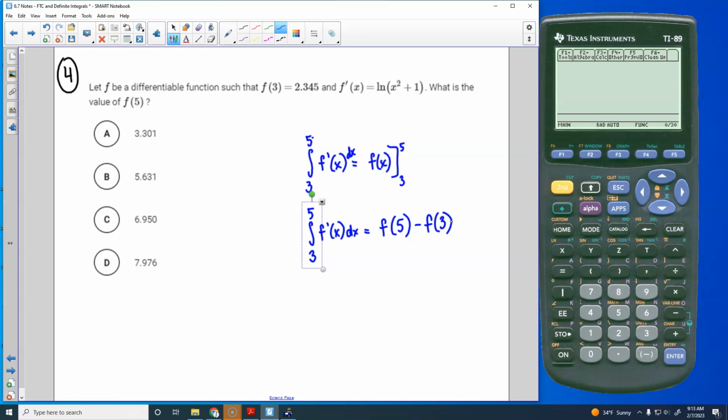Now, you're going to have to use your calculator on this. So let me show you how to integrate on the calculator. The calculator will do these integrals for you. When you have something that you don't know the rules for, the calculator can do it. I prefer to put it in Y1. You don't have to. I'll show you how to do it both ways. So I'm going to put f prime in Y1. So I've got natural log of x to the second plus 1.